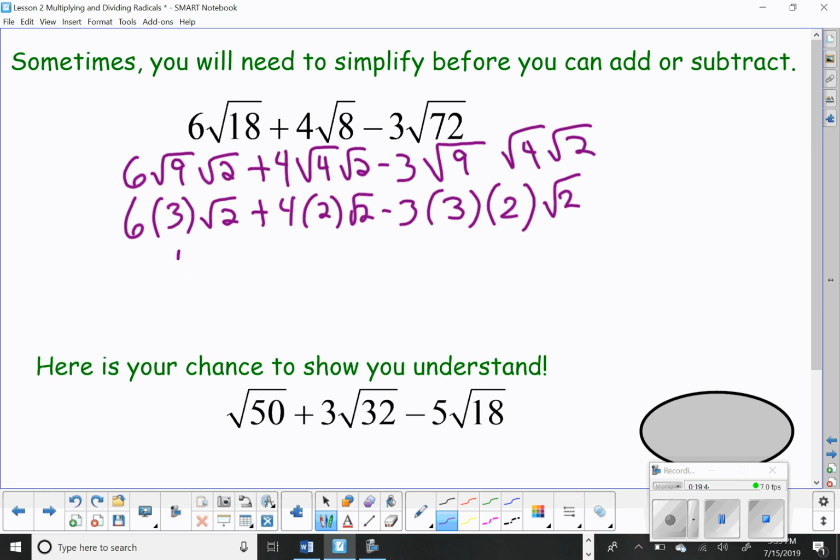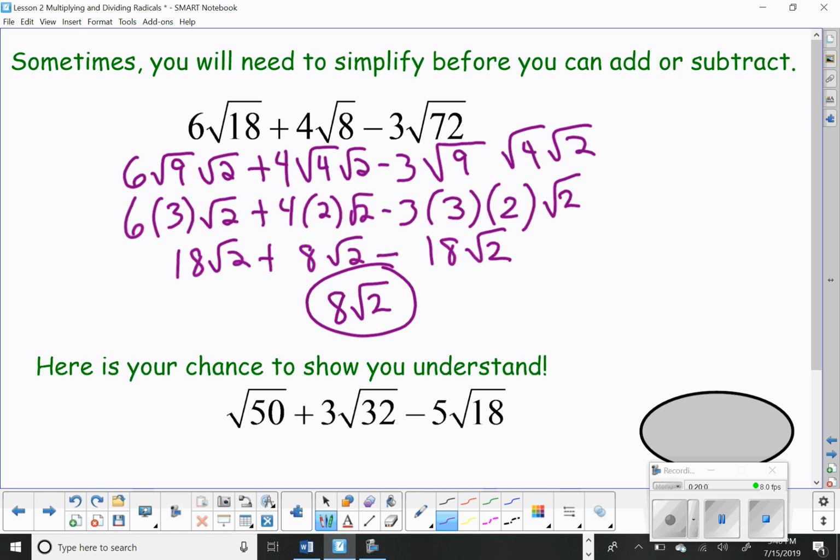6 times 3, 18 root 2, plus 4 times 2 is 8, root 2, minus 3 times 3 is 9, times 2 is 18, root 2. 18 of these plus 8 of these minus 18 of these leaves me with 8 root 2. When you're adding and subtracting radicals, you are really just combining like terms.